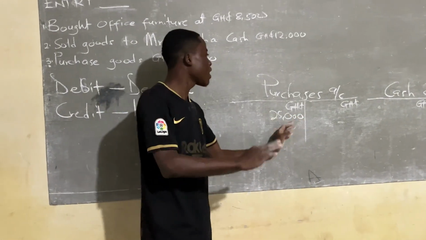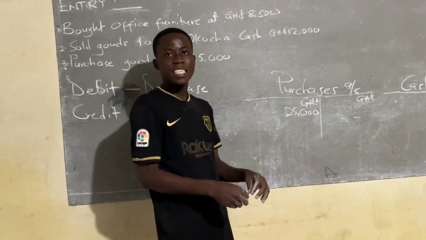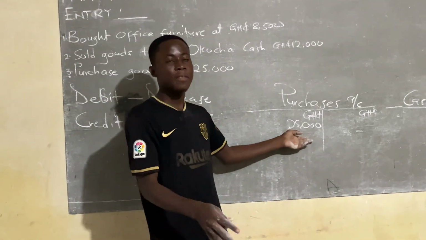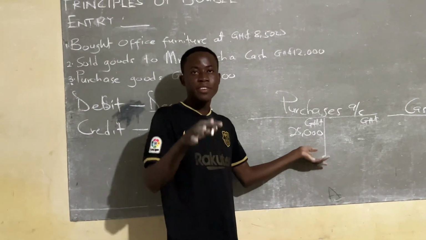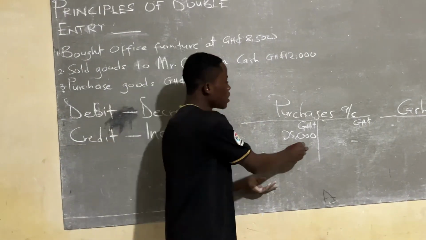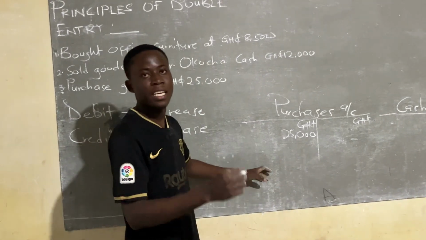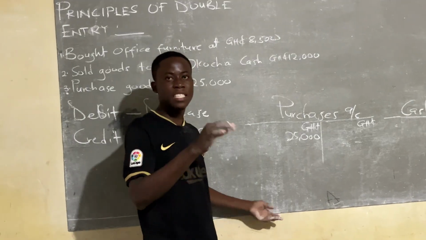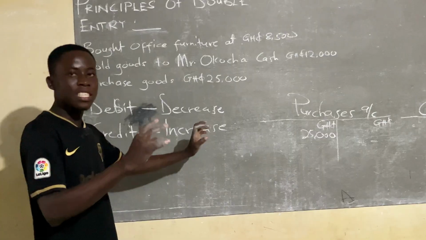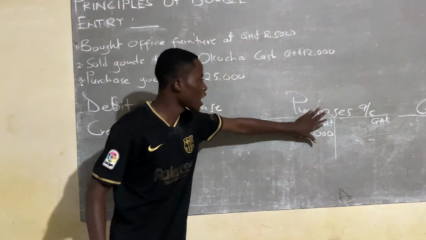So whatever you are paying, it's decreasing in the organization. So if you pay 25,000 for the goods purchased, 25,000 will decrease or will leave the organization. So we have 25,000 decreasing the financial capacity of the organization. So that makes debit a decreasing factor in your account.